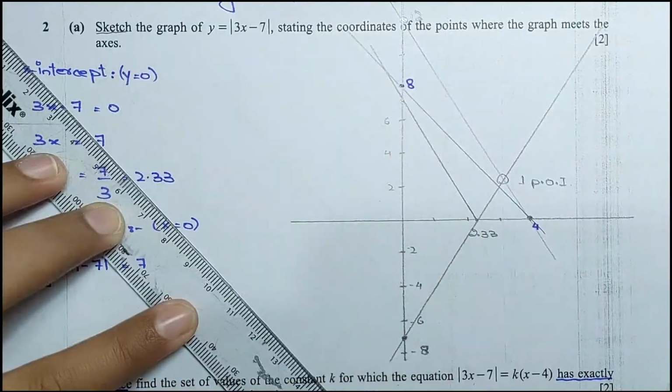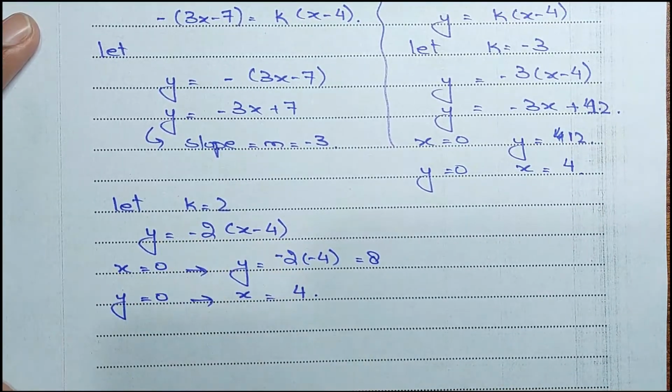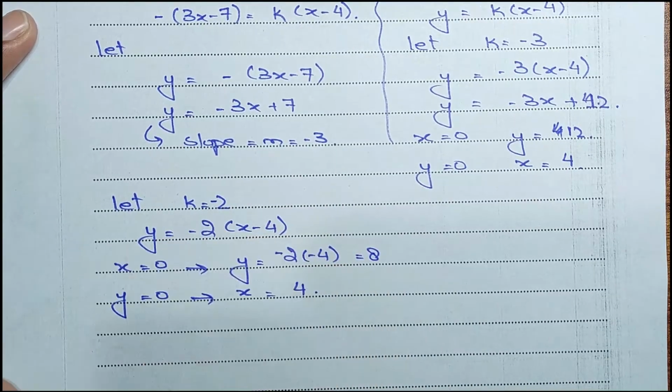Now you can see it has 2 points of intersection. This is a point of intersection and this is a point of intersection. When the slope is -2, it has 2 points of intersection.